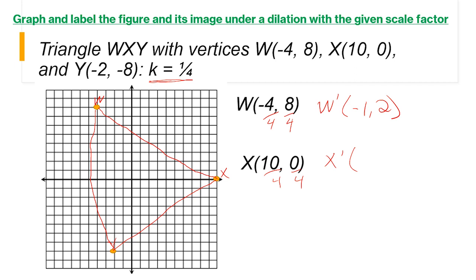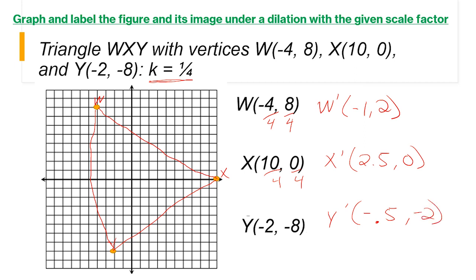Next, dividing by 4, same as multiplying by 1/4, X prime is going to be 2.5, 0. And -8 divided by 4 for y, Y prime is going to be -0.5, or -1/2, and -2.